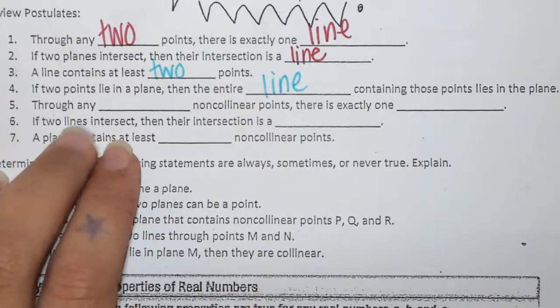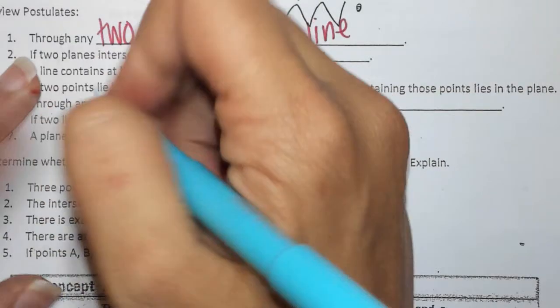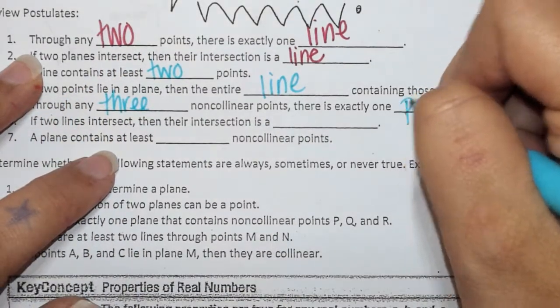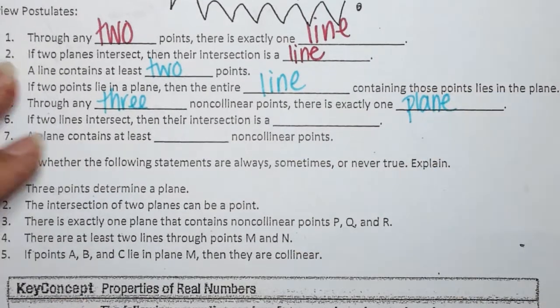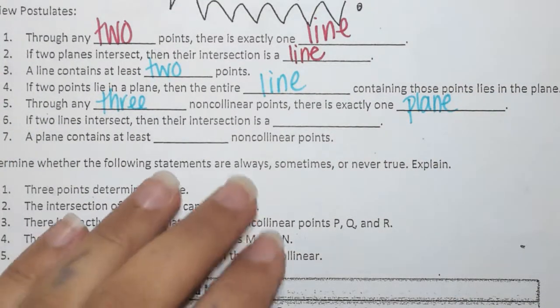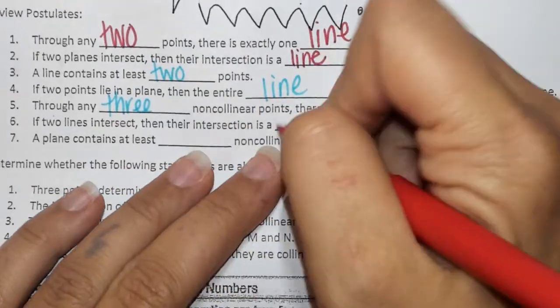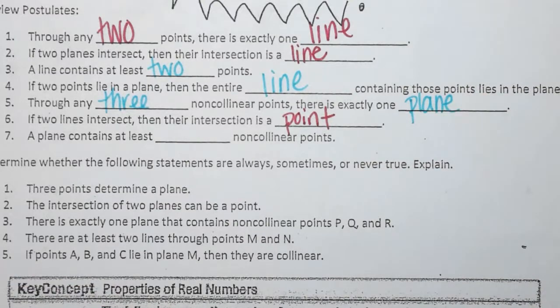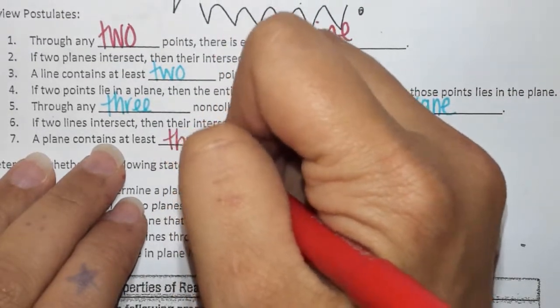Alright, number 5. Through any three non-collinear points, there is exactly one plane. Alright. If two lines intersect, then their intersection is a point. A plane contains at least three non-collinear points.